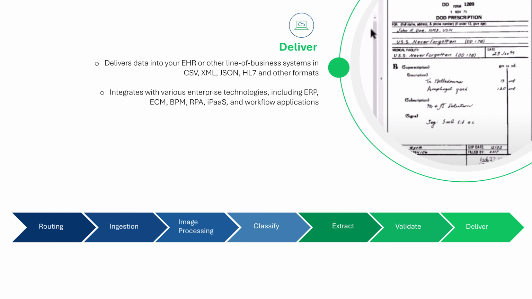Once the data is extracted and validated, it can be seamlessly exported into other enterprise systems, such as electronic health records for patient data, enterprise resource planning systems for financial or inventory data, customer relationship management for customer details, and document management systems for archiving and indexing. The extracted data can be exported in various formats, including CSV, XML, JSON, or integrated directly via APIs into these systems.